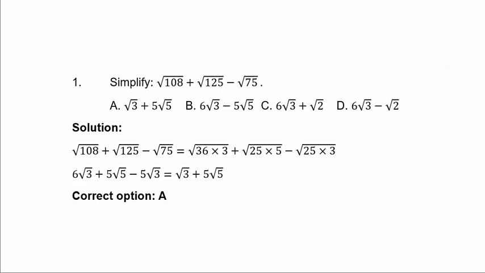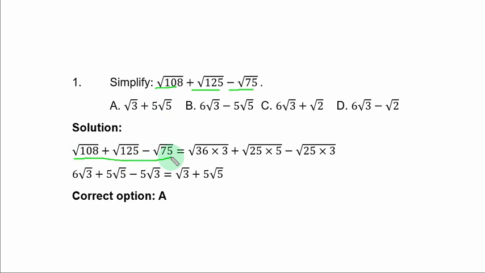Question 1. Simplify root 108 plus root 125 minus root 75. What you must do here first is to express this single form of surds to their basic form. In basic form, you look for a factor of each number that is a perfect number to express them in basic form. So you have the given problem.